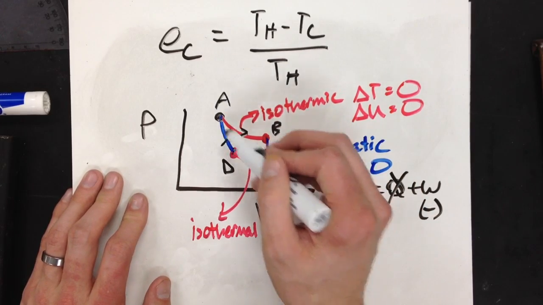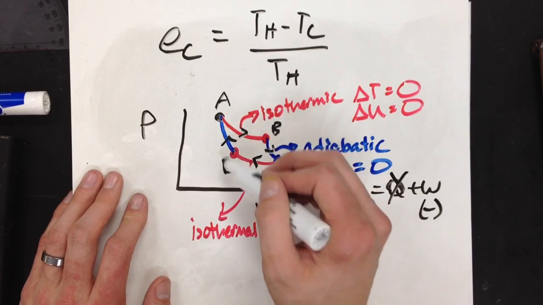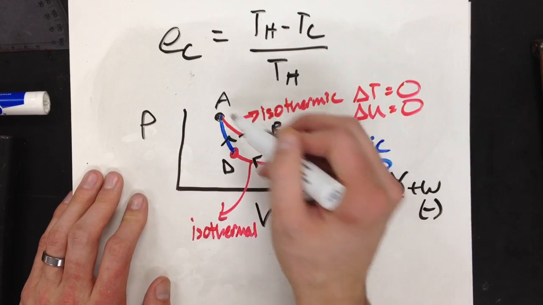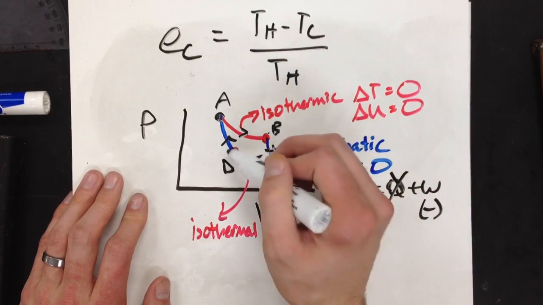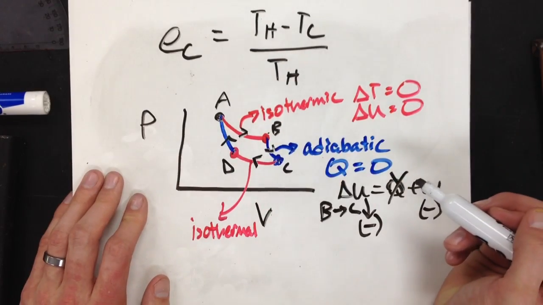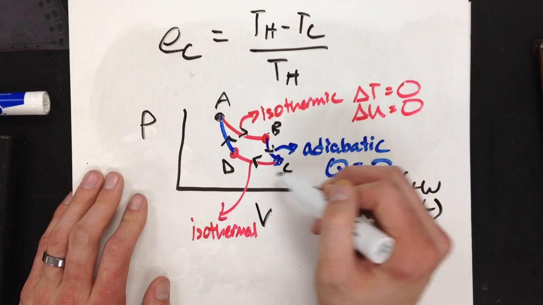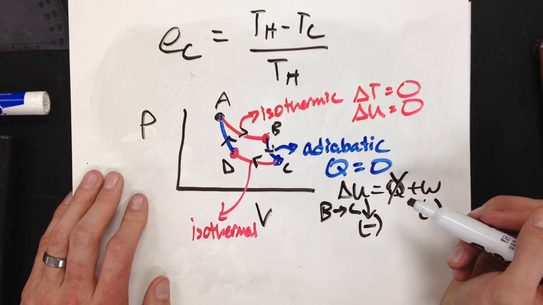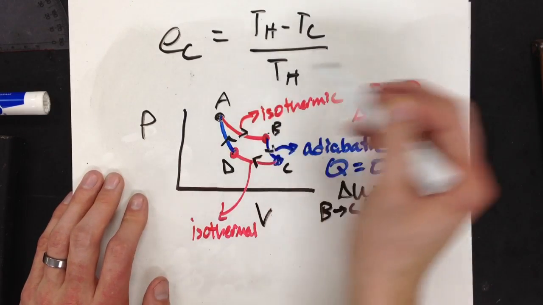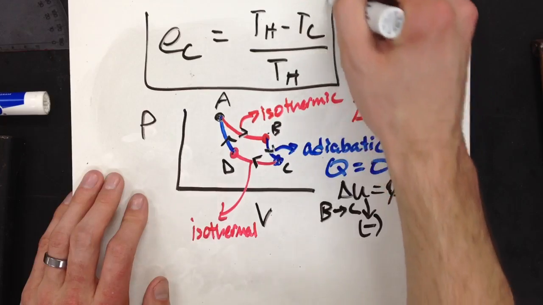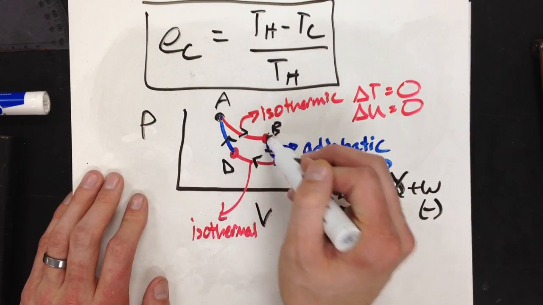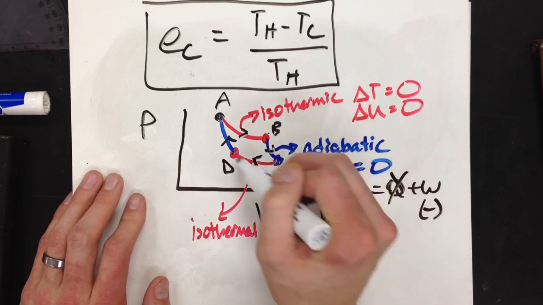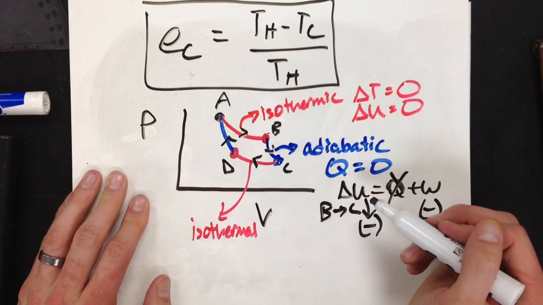So going from D back to A, my temperature increases. Because from B to C, I lost internal energy. From D to A, I've got to gain that energy back, because for a complete cycle, delta U is 0. So with a Carnot engine, this is your maximum efficiency. Remember, isothermal, adiabatic, isothermal, adiabatic.